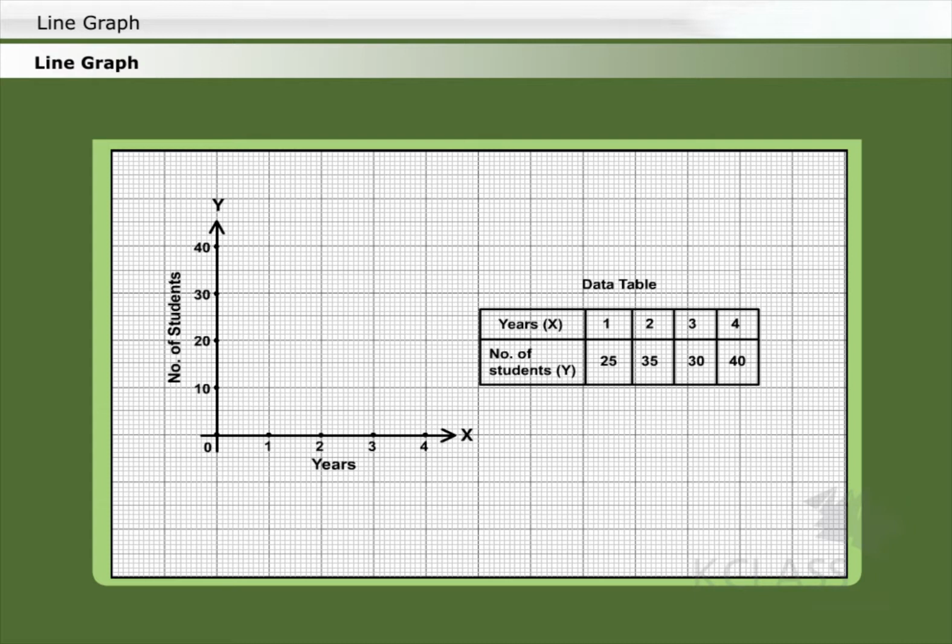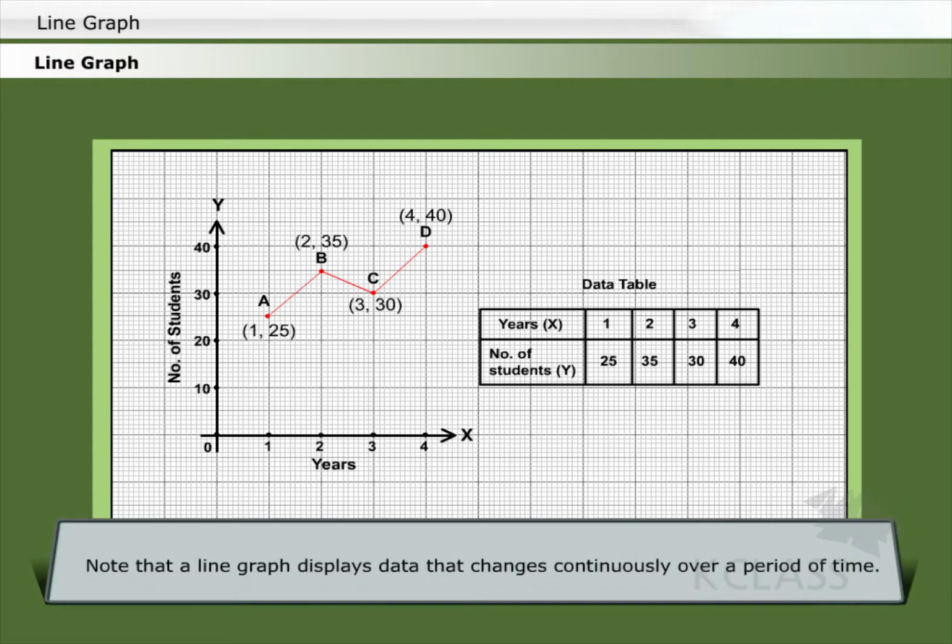The first point will be 125. The second will be 235. The third will be 330. And the fourth will be 440. When we join the points by a line, we can understand the pattern. Note that a line graph displays data that changes continuously over a period of time.